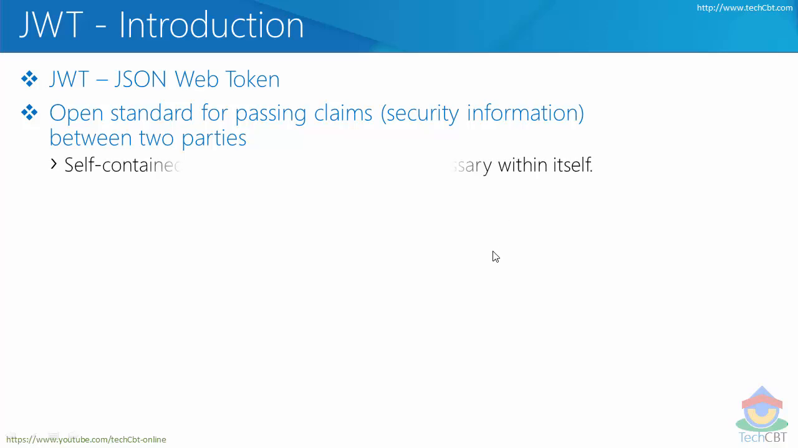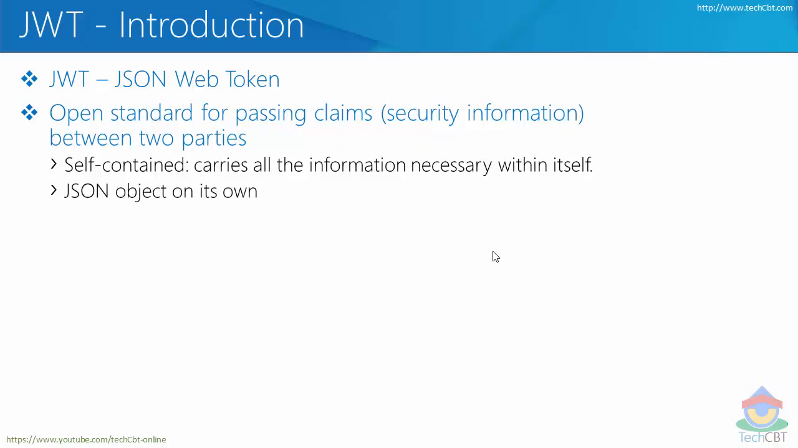Usually it happens between two parties, that is the server and the client, or the service and the consumer. JWT, which is nothing but the web token, contains all the information necessary for our consumption. So whenever you would like to have the username, roles, email and all of that stuff related to security, all that information is made available in the form of JSON. It is an object of type JSON on its own, so all the information related to security can be passed in one single token.